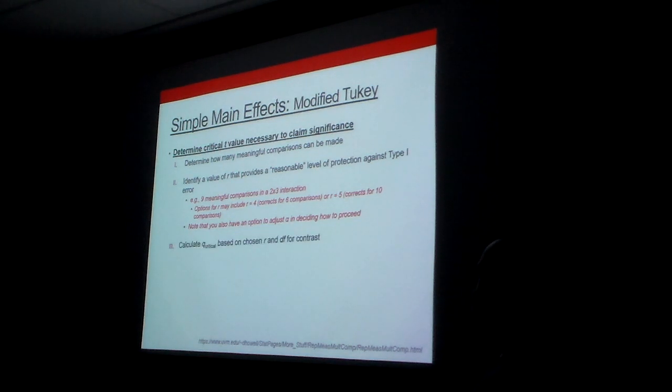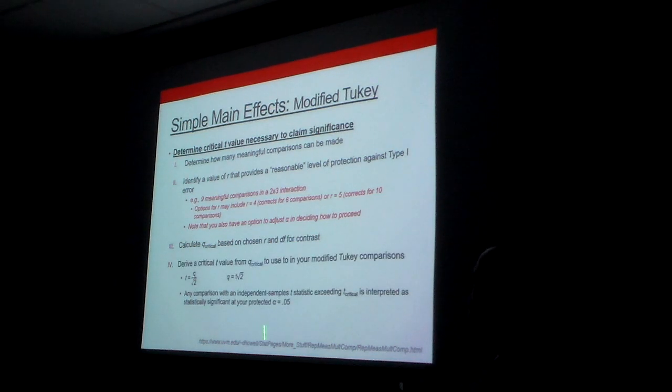But let's say I want to say, okay, I'm going to correct for 5. I'm going to be conservative here. So I set R to 5, and then I'm going to calculate my critical Q based on my chosen R and my degrees of freedom for my contrast. So I go through my Tukey table or get an online calculator, find what my Tukey Q is going to be if R equals 5 and the corresponding degrees of freedom. And then I can translate that critical Q into a critical T.